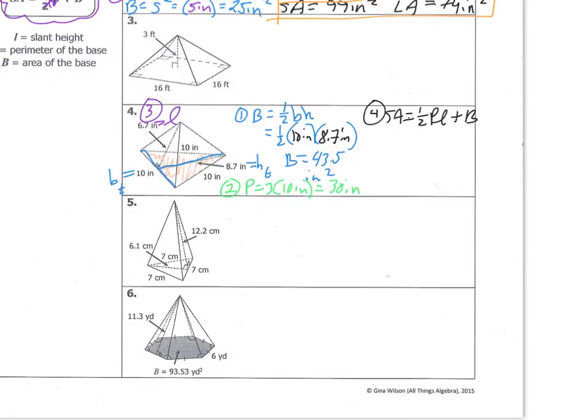All right, so plug in. So 1/2 times your perimeter is 30 inches.